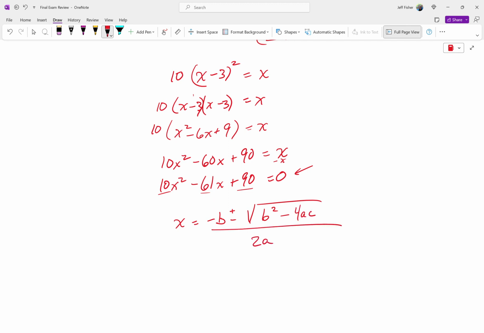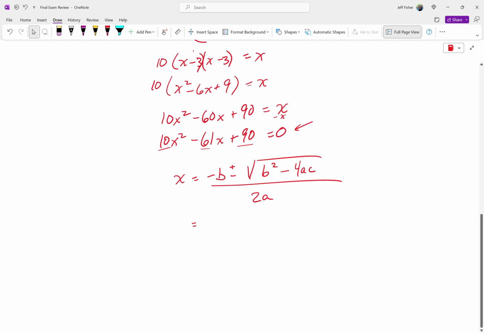Don't forget that. And what does that mean? That means our a, b, and c: a equals 10, b equals negative 61, and c equals 90. These are the coefficients of each term in our quadratic, right? So negative b is going to be the opposite of negative 61.